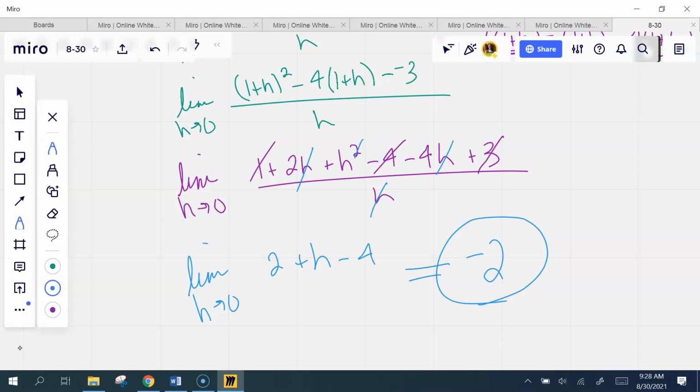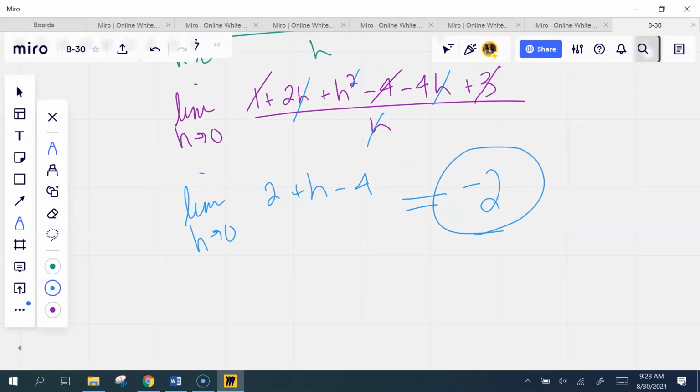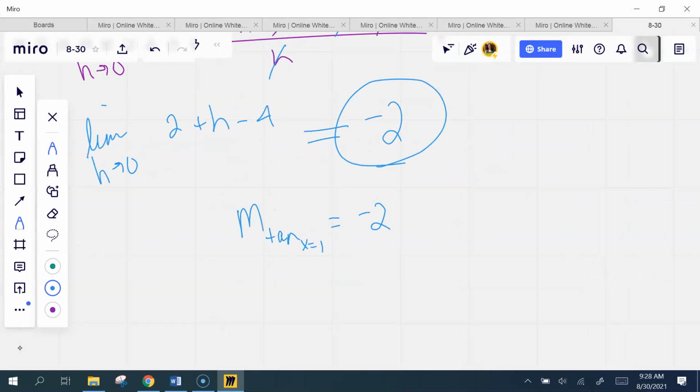What did I just find? Which is the slope of the tan line at x equals what? What was it, 1? Can you write the equation of the tan line now? While I'm right here, what's the slope of the normal line? Positive 1 over 2.